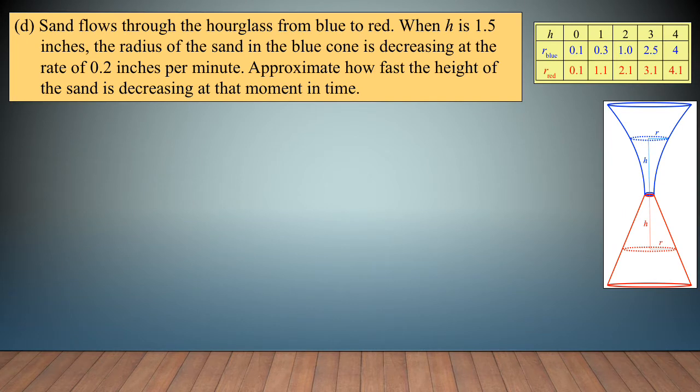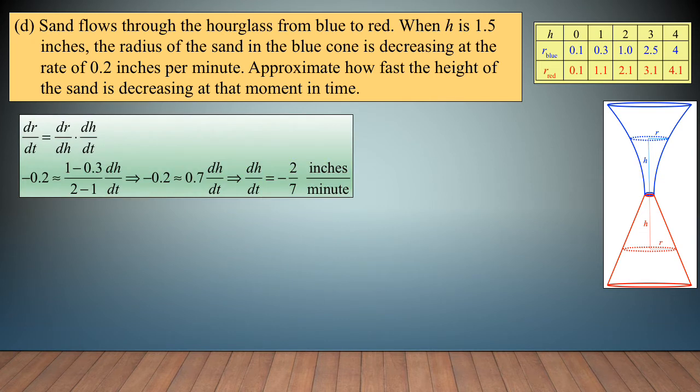D reads, sand flows through the hourglass from blue to red. When h is 1.5 inches, the radius of the sand in the blue cone is decreasing at the rate of 0.2 inches per minute. Approximate how fast the height of the sand is decreasing at that moment in time.